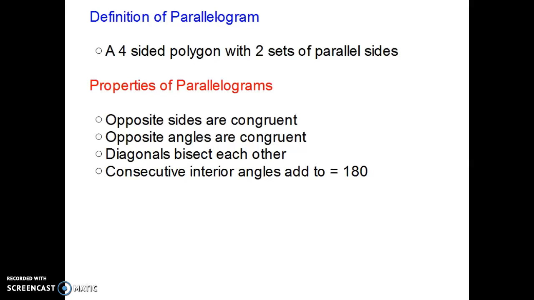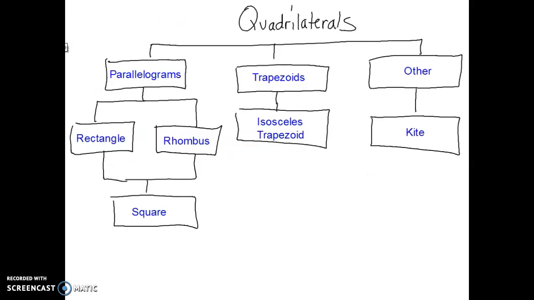In this video, we're going to take a look at properties of the rectangle, rhombus, and square. To start off with, here's a review of the properties for a parallelogram. And I'm going to take a look at this quadrilateral chart. We're going to investigate the rectangle, rhombus, and square, and they belong within the parallelograms.